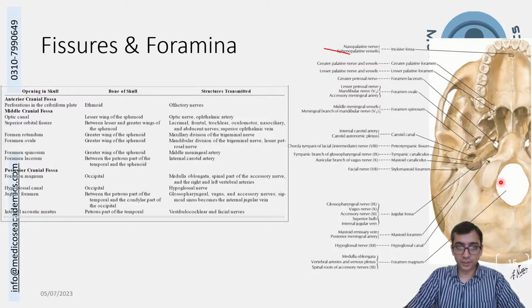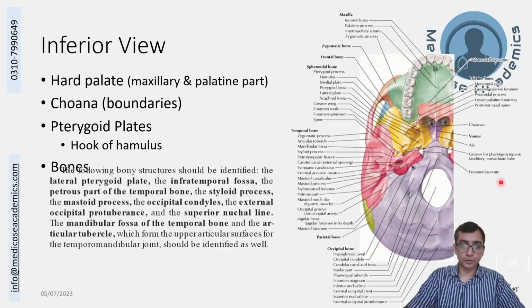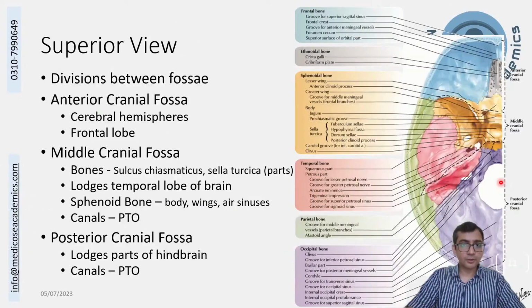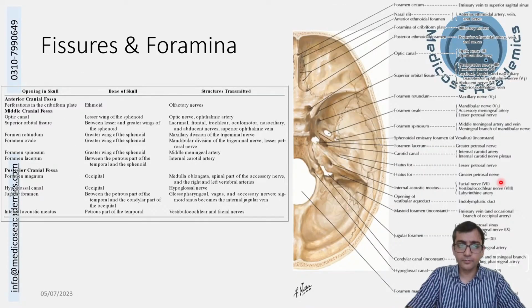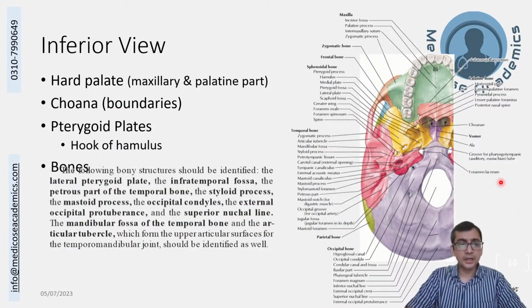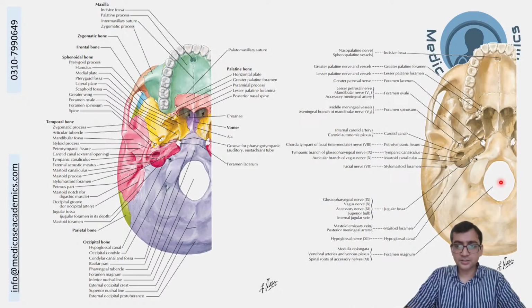So these are the fissures and the foramina. So this is the skull. We are left with the superior view of the interior of the skull. Foramina in the interior of the skull, I have not discussed in this particular lecture.